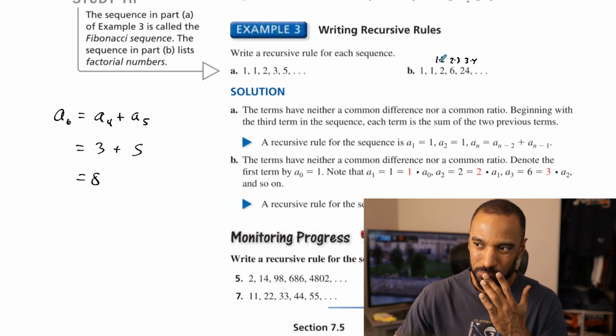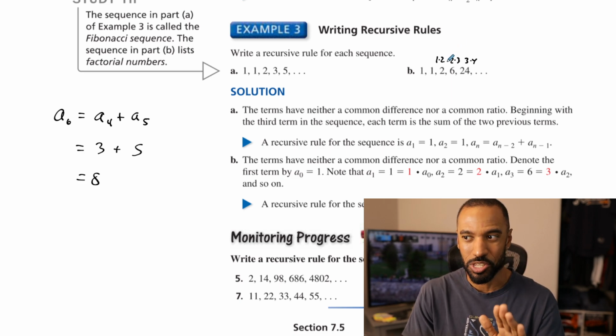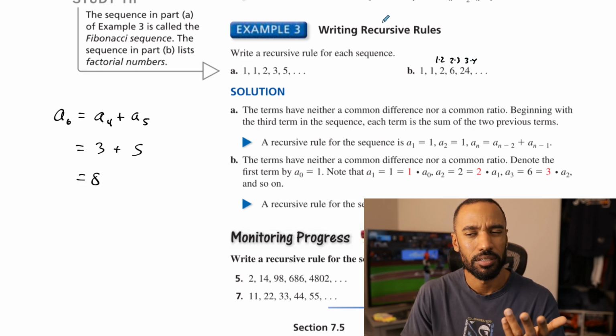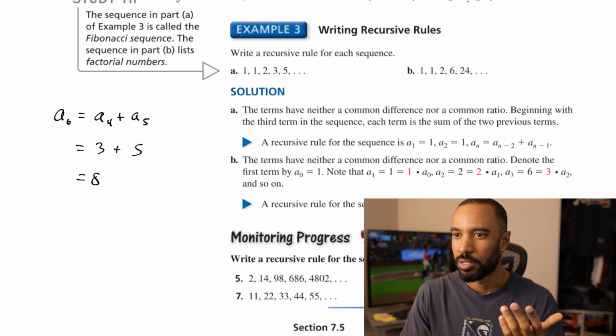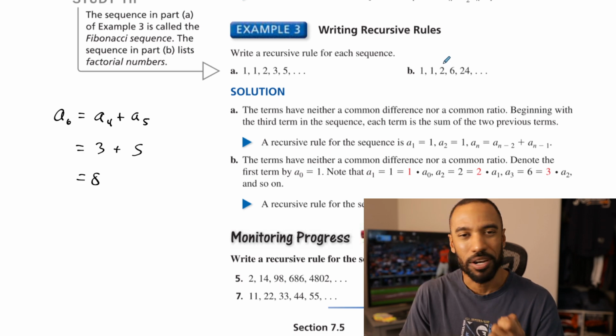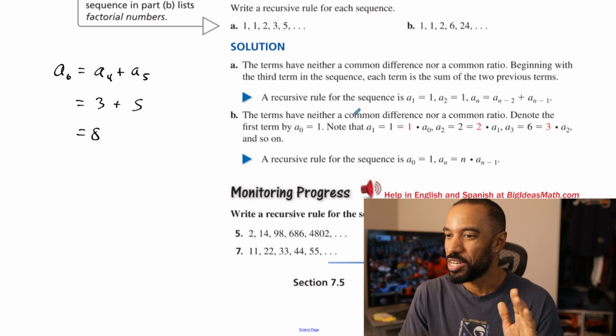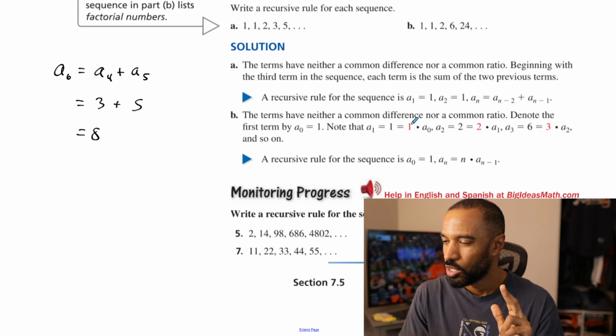Do you use the value of the term? I don't know where these come from, but, oh, that's not 3 times 4. That's 6 times 4. I'm trying to think of where these come from. I can't tell. Let's see. I actually don't know. The terms neither have a common difference nor a common ratio. Denote the first term to the one.